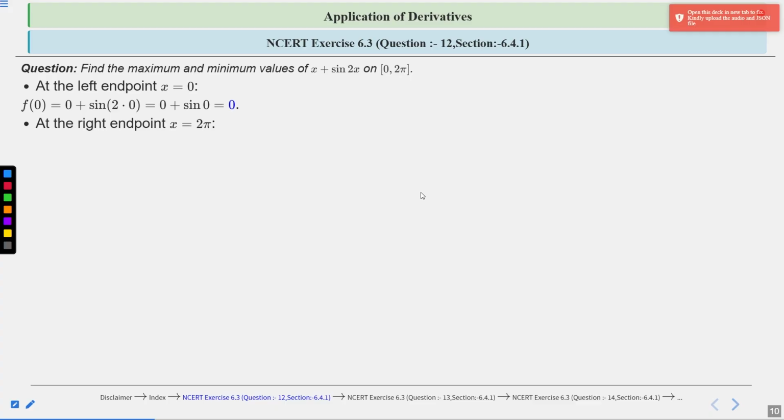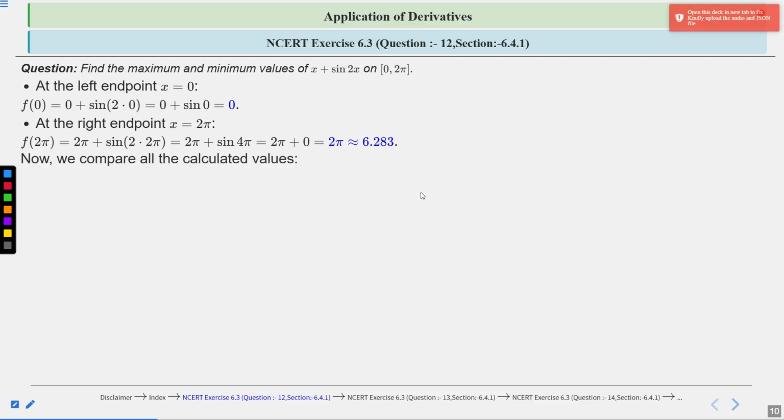Now at the right endpoint, which is x equal to 2 pi, f of 2 pi is equal to 2 pi plus sine 2 into 2 pi, which is equal to 2 pi plus sine 4 pi, which is equal to 2 pi plus 0. Clear? Which is equal to 2 pi, and the approximate value of 2 pi is 6.283.